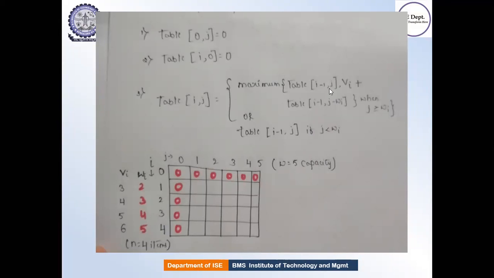And then you will get two values here. Out of these two values, you select the maximum. This will happen only if j is greater than or equal to wi. wi is nothing but the weight.